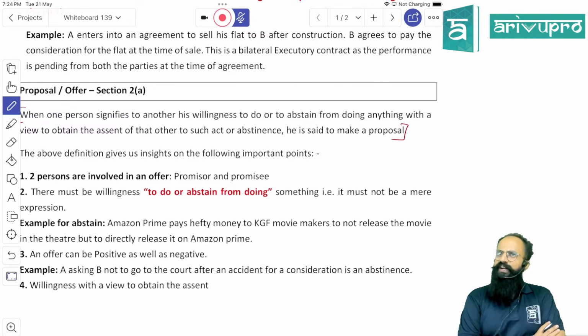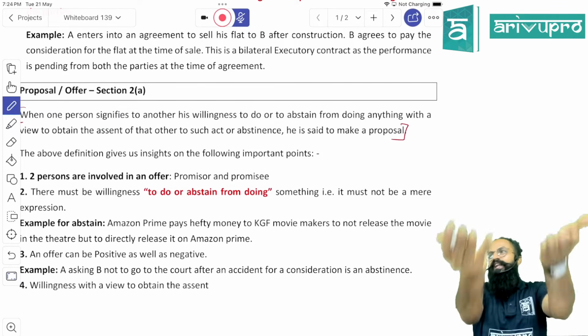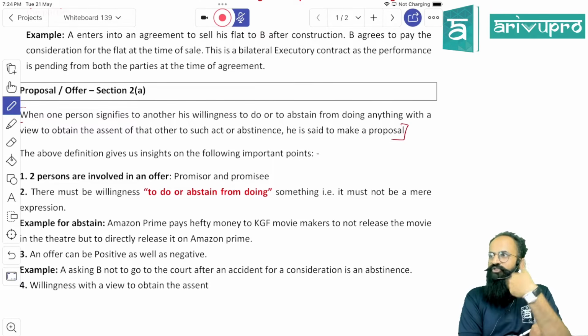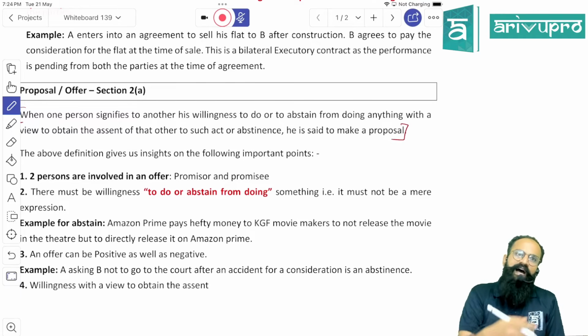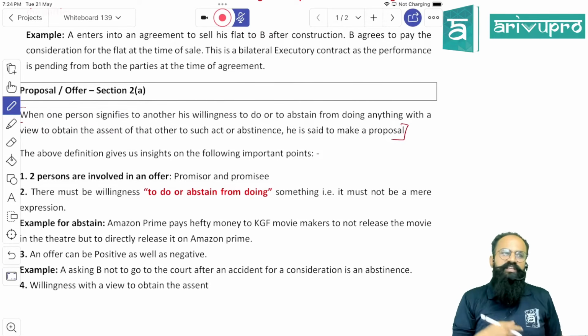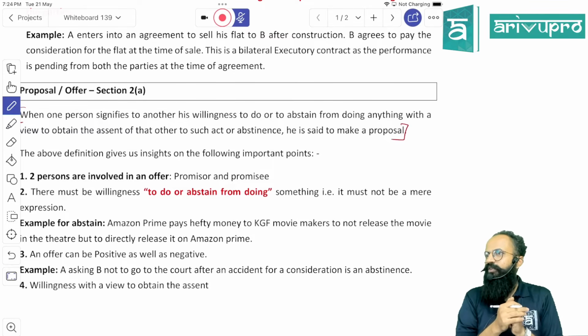Now they are giving you a definition that is called an offer. Now what is an offer? Let us try to read. When one person signifies to another his willingness to do or to abstain from doing anything with a view to obtain the assent of that other, such act or abstinence is said to be called an offer or proposal.